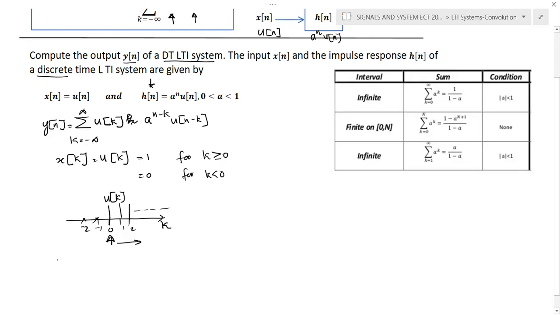Now we can try the next signal, that is h of n minus k. We required h of n minus k. H of n is given by a raised to n u of n. So in place of n, you can substitute n minus k. It becomes a raised to n minus k into u of n minus k. So if you observe this particular signal, there is a term called u of n minus k. So it's actually representing the step signal, a shifted version of the step signal. This is a shifted step signal.